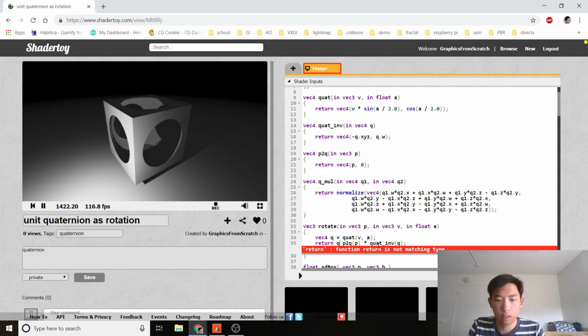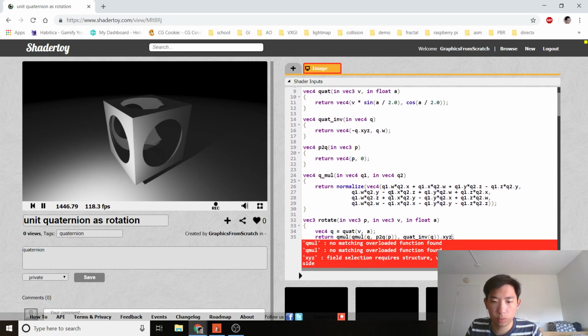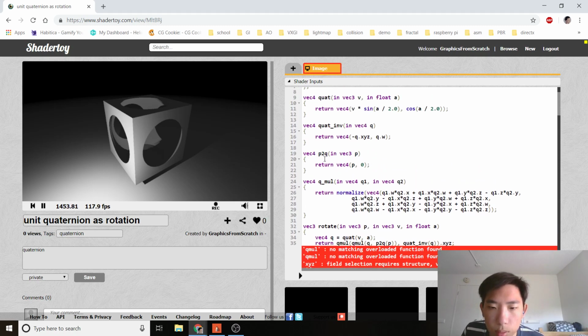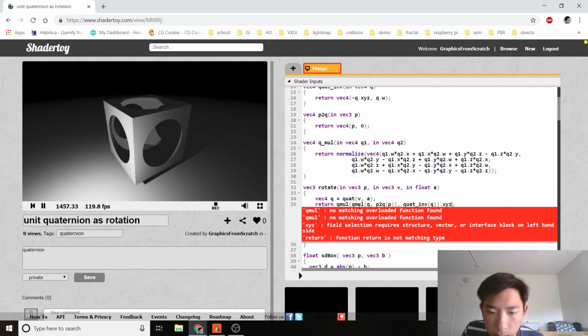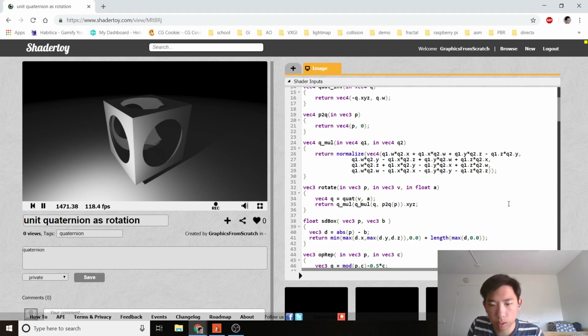They're not happy with it. What's wrong? No q ball, of course. The result of this is still a quaternion, which we just take the xyz. What do you mean? Cumul takes two 4D quaternions, right? So what is Q? Is it a 4D quaternion? Is p to q a 4D quaternion? I'm not sure why you're complaining. Still got no matching overload function found. Okay. Let's do the inverse of that.